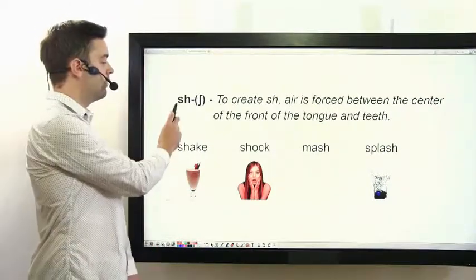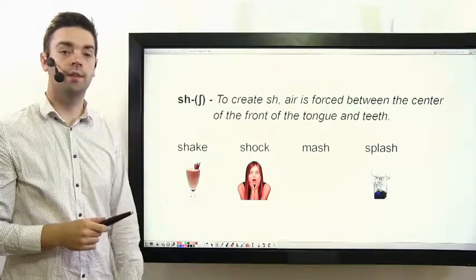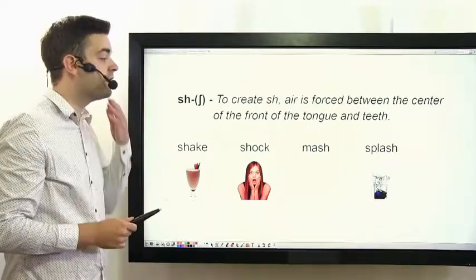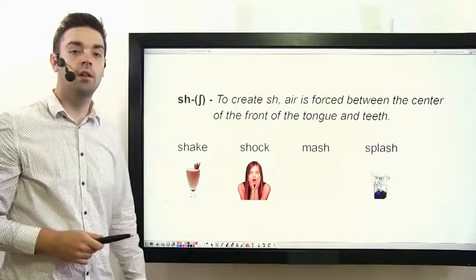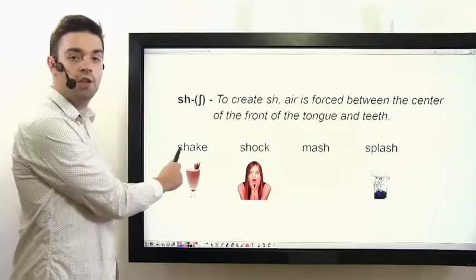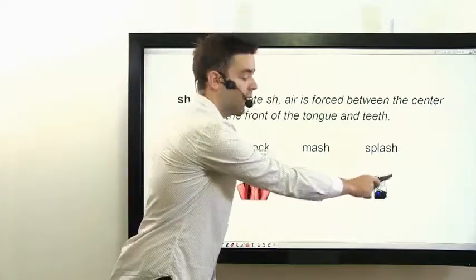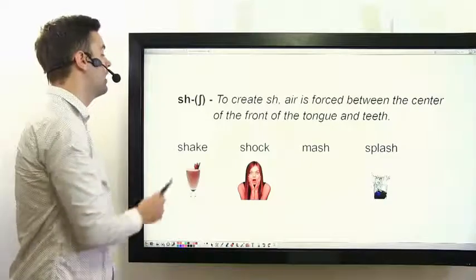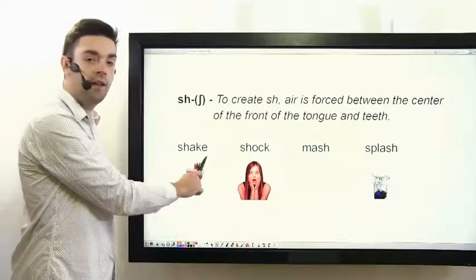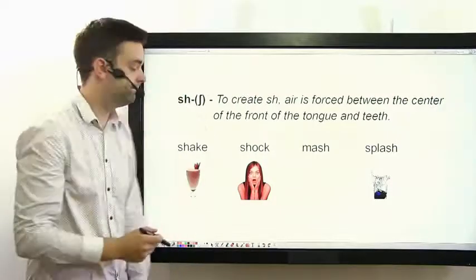When you join S and H, you make a sh noise. So to create sh, air is forced between the center of the front of the tongue and the teeth. Shake, shock, mash, and splash. So S and H makes sh.